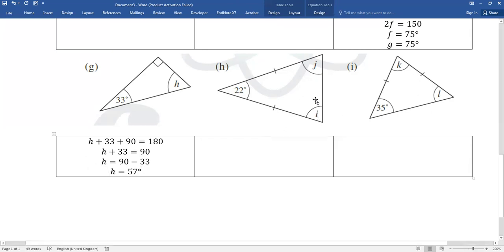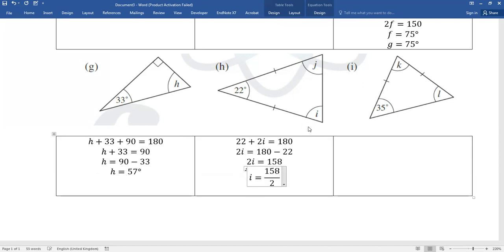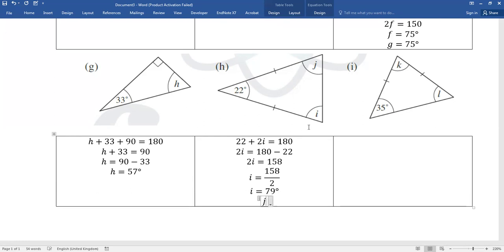Okay, in this one again, if this is I, this is also I. 22 plus 2I. I'll gradually start to do it a bit more directly. 2I is 180 minus 22. So 2I is 158, and I is 158 divided by 2, which is 79. Well done. So J will also be 79. Now what about this one?